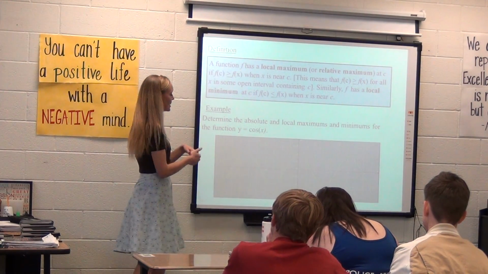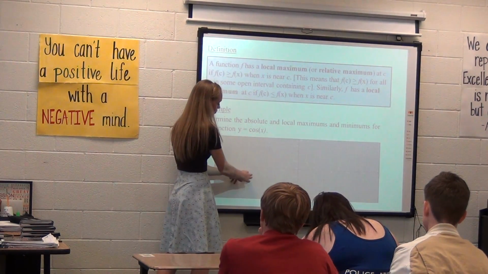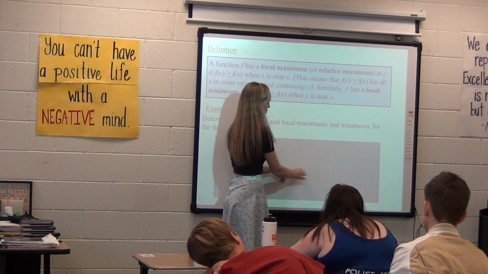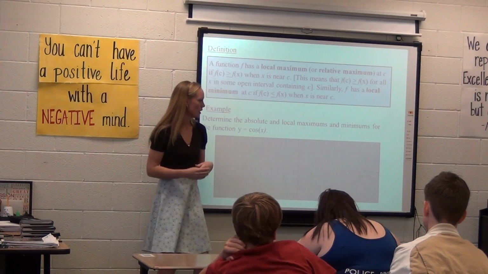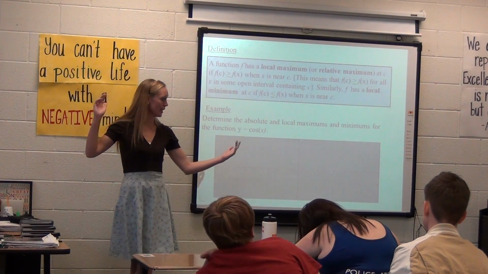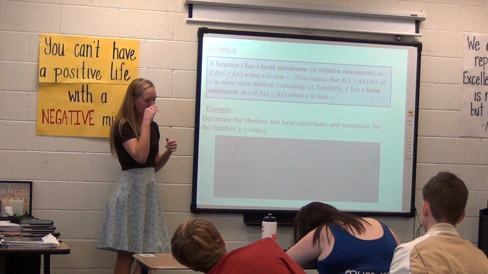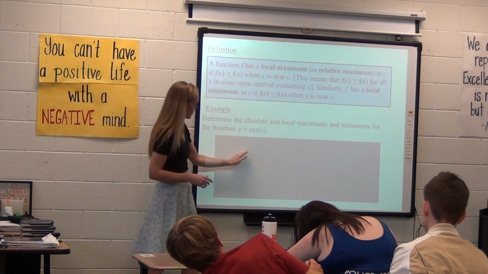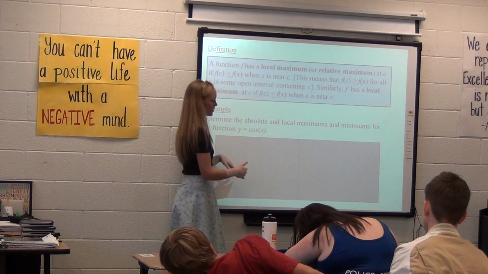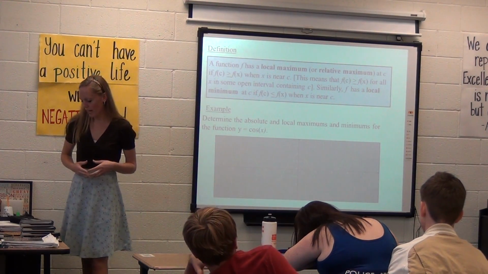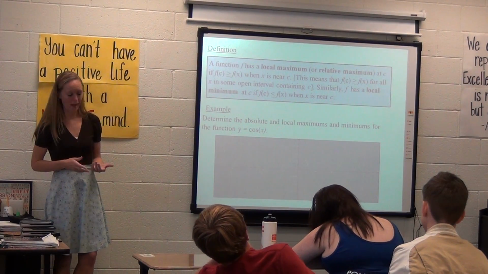Still 1, because even if I zoom in on this interval right here, my highest point is at 1. If I choose to zoom in on this interval right here, my highest point is 1. So over the entire domain, the maximum that it ever reaches is 1. And there's no other high points that we can zoom in and say that that's the highest point on the interval. And so the absolute and local maximums are the same.